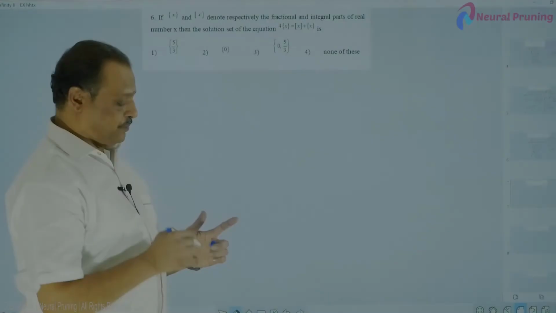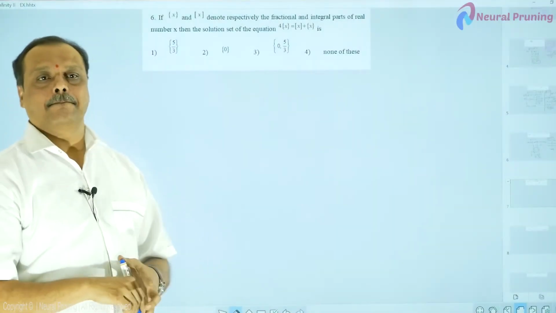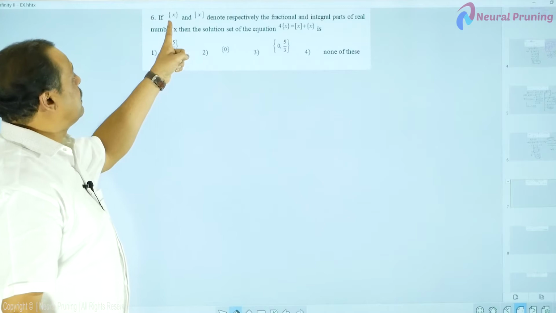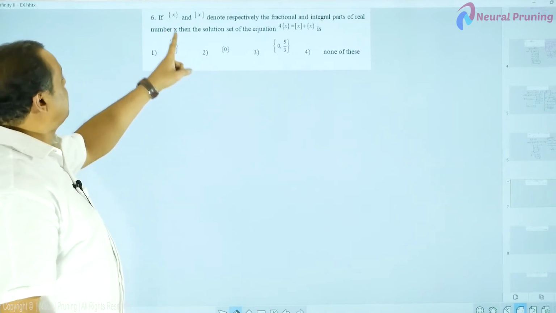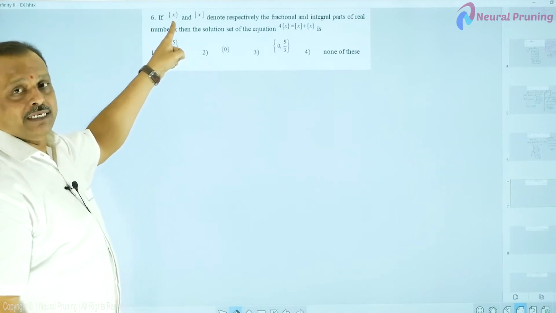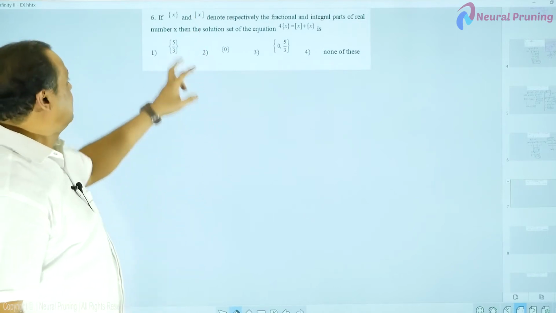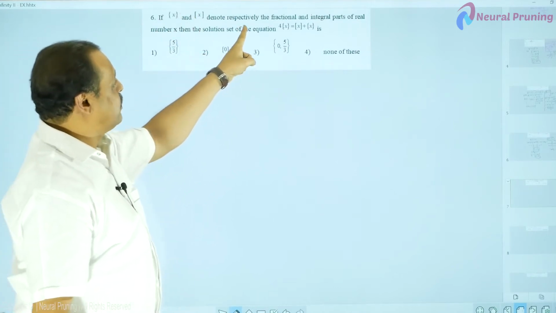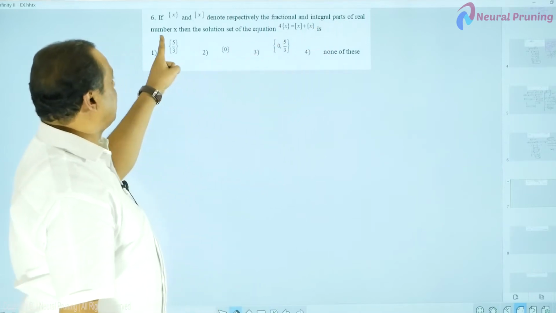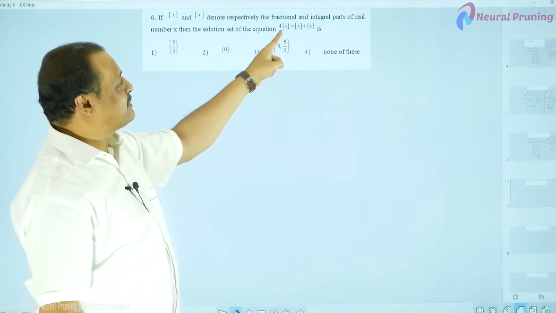The next one. So there is another example. If this particular function is called the fractional part and this is the integral function, that is the greatest integer function, these two are being denoted respectively as the fractional and integral parts of the real number x, then the solution set of this expression.